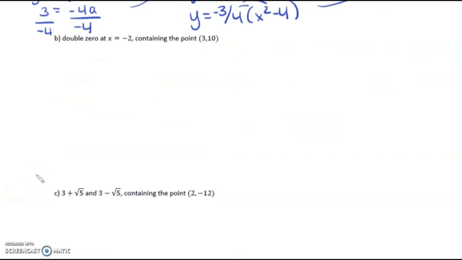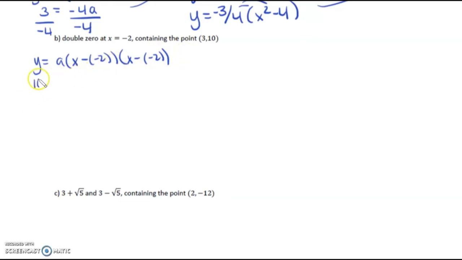Okay, B, there's a double zero at x equals negative 2. So this is just like the last question, example 1, number 3, where we have one x-intercept, and it's going to account for both the r and the s. Okay, and then we have a point at 3 comma 10.